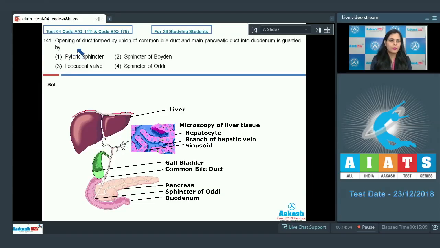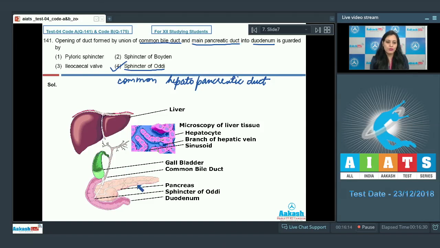Question number 141. Opening of duct formed by union of common bile duct and main pancreatic duct into duodenum is guarded by. So in the given options, we need to find out which sphincter guards the opening of the common hepatopancreatic duct. This duct is formed by the union of common bile duct and main pancreatic duct, and it opens into duodenum, and this is guarded by, the correct answer is option 4, that is sphincter of Oddi.